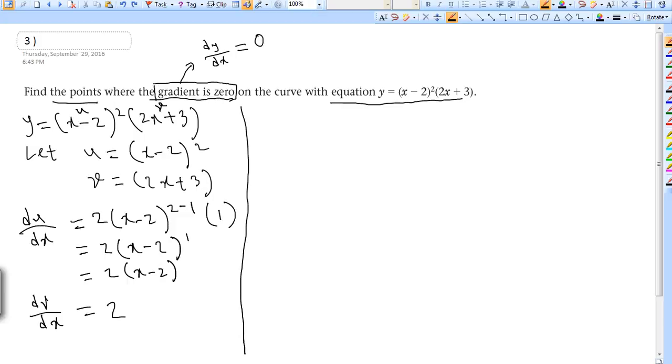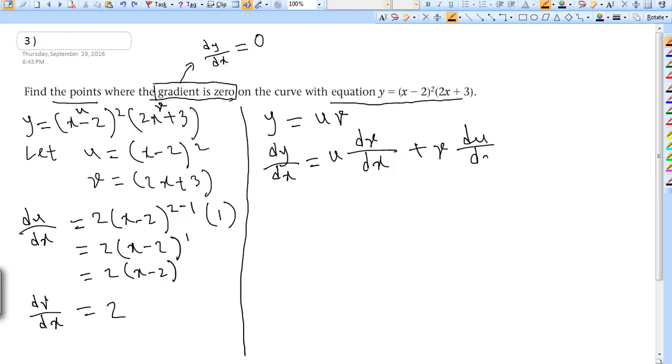Since we can see that y is in the form of u v, we're going to use this formula to find dy by dx: u dv by dx plus v du by dx. In this case the dy by dx value is 0, and now we are substituting these values.